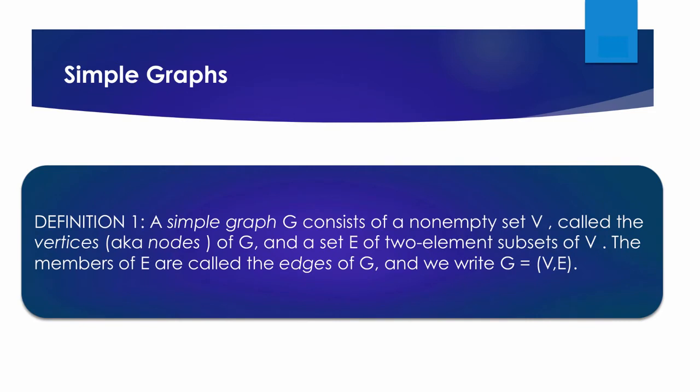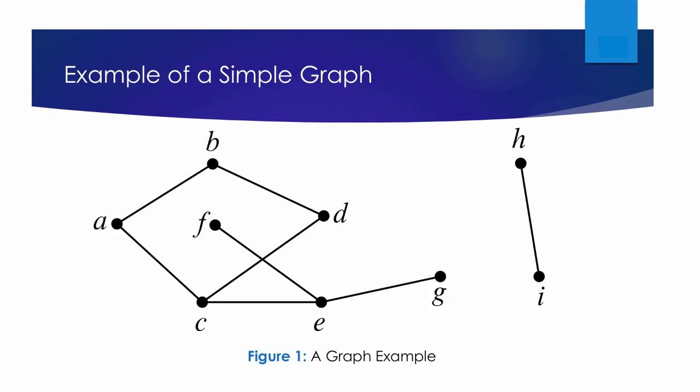The first definition is about symbolic graphs. A symbolic graph G consists of a non-empty set V called the vertices, and those are the nodes of G, and a set E, which is the edges, and they contain two-element subsets of V. The members of E are called the edges of G, and we write G as the combination of V and E. The vertices correspond to the dots in the figure, and the edges correspond to the lines.